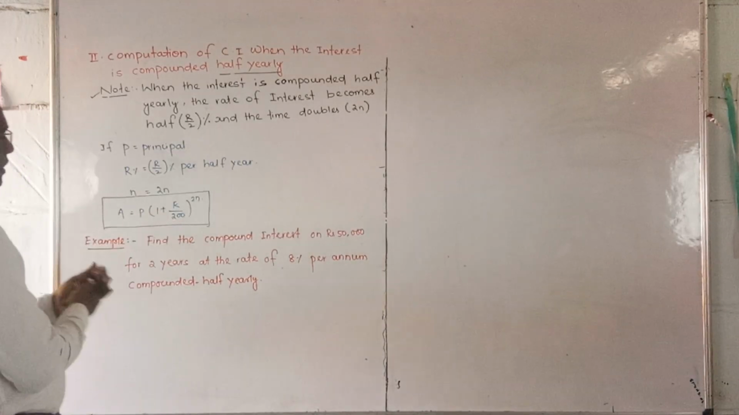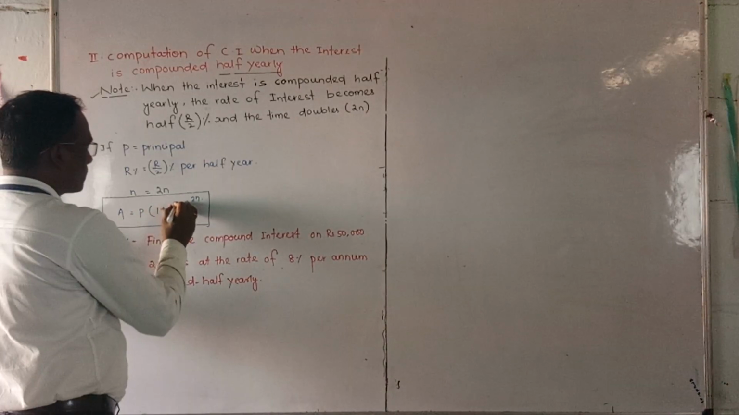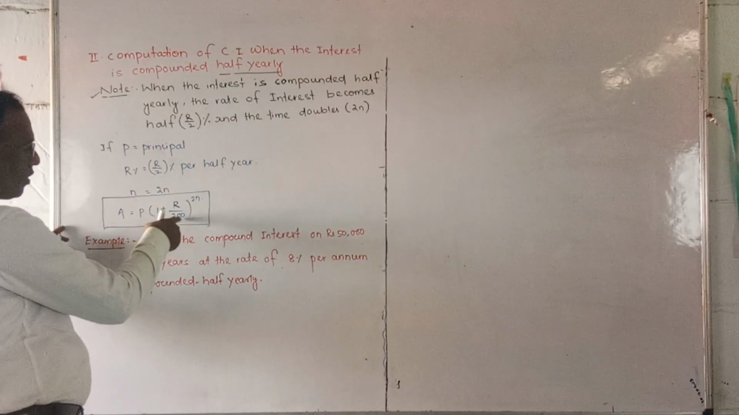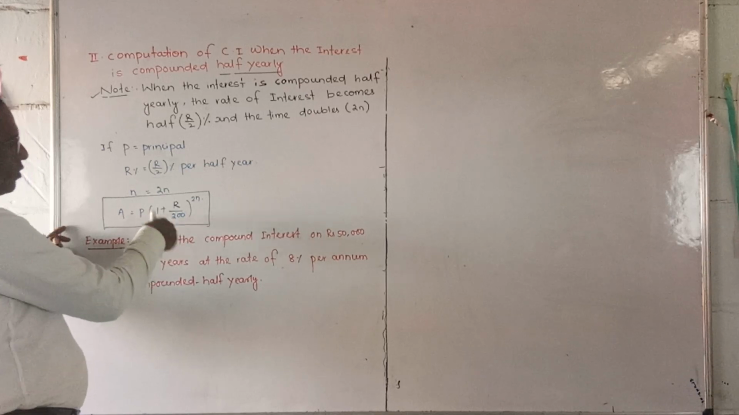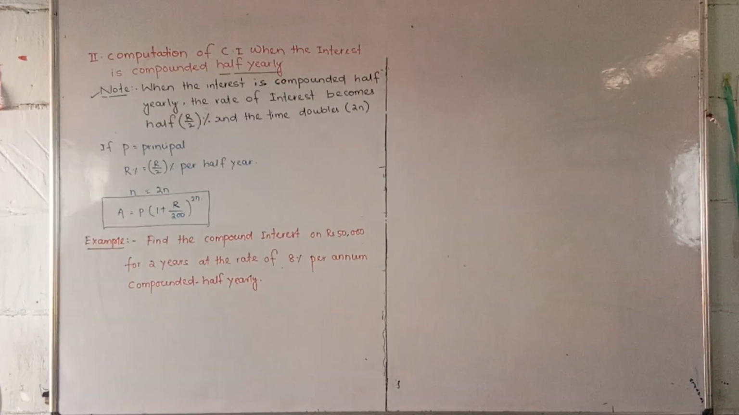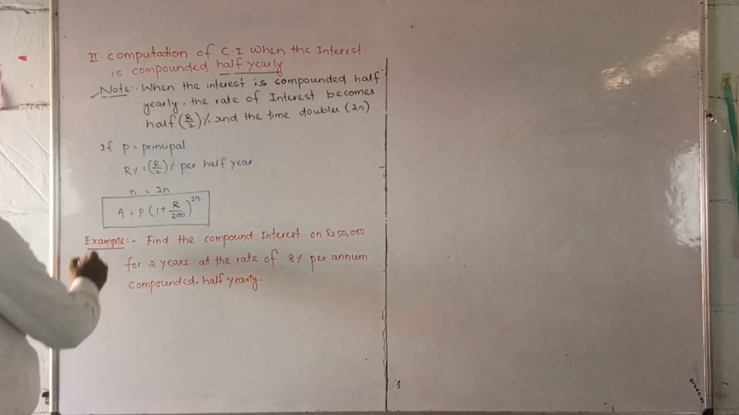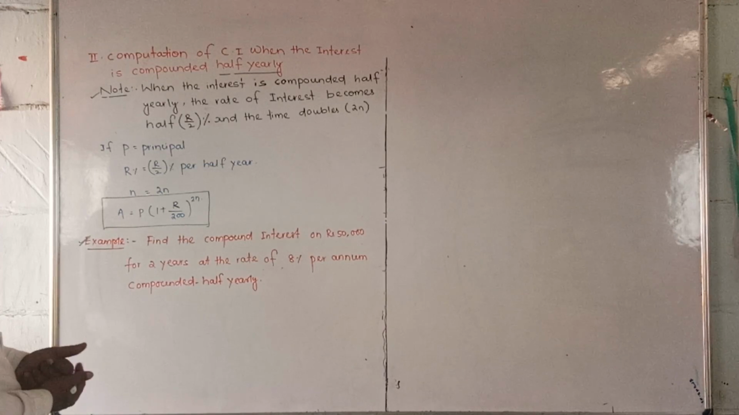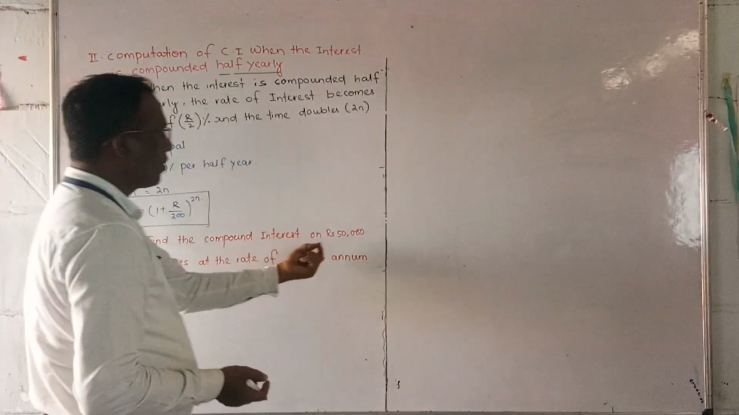Okay. So now we can see one example I have written that we can solve using this formula. Find the compound interest on 50,000 for 2 years at the rate of 8% per annum, compounded half yearly.